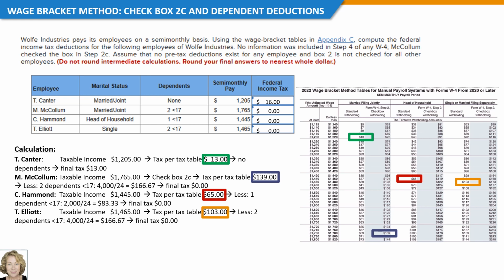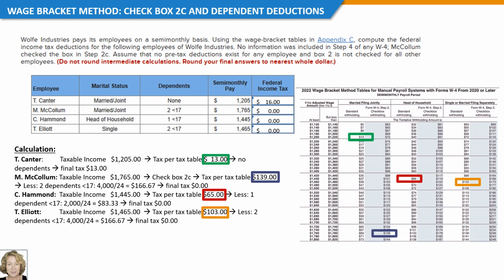Now let's look at the next employee, McCollum. For this employee, you have to remember that box 2C is checked. We'll pull up the tax table and we see that the tax is $139, which is highlighted with a blue rectangle. However, the employee's federal taxes is reduced for the two dependents under 17.